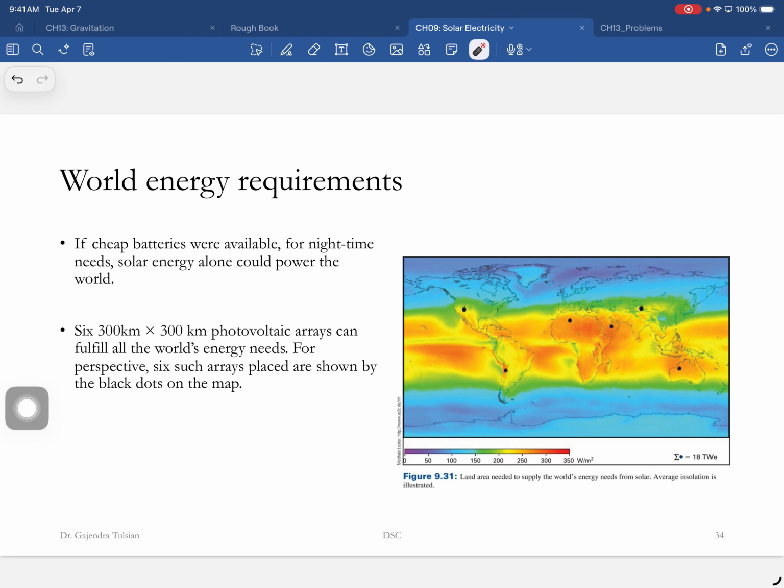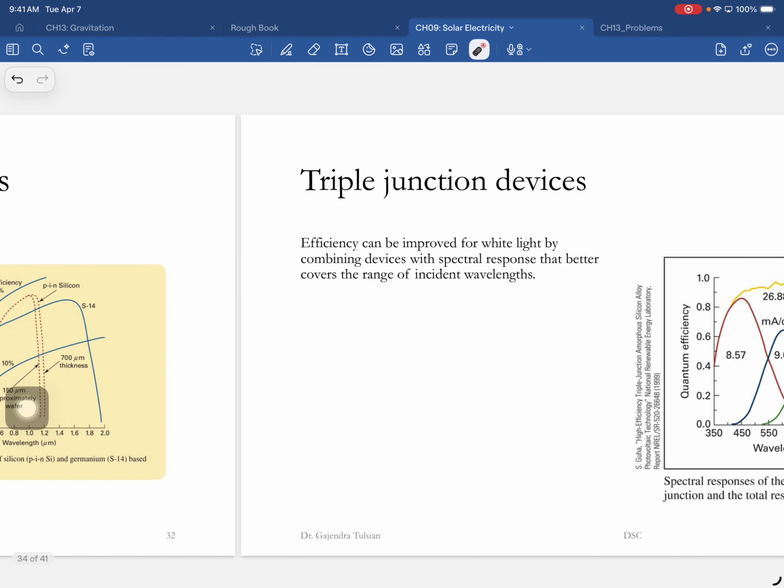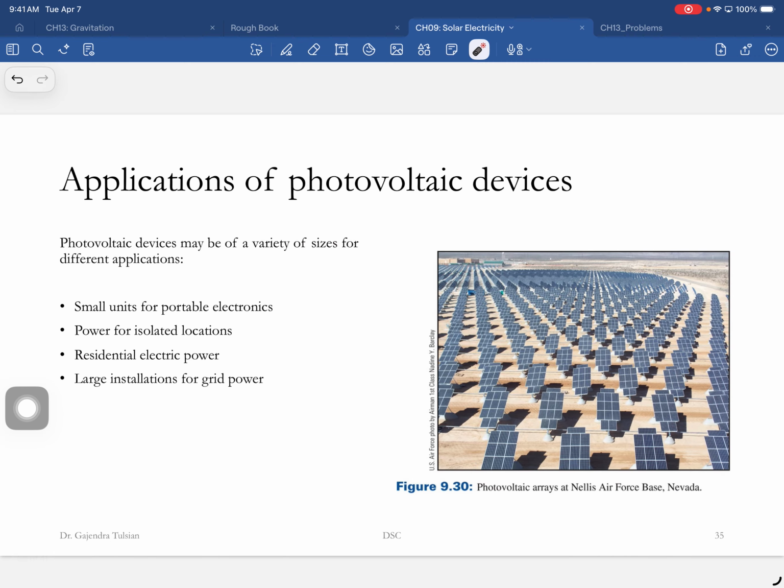Now, these photovoltaic cells. So these are photovoltaic cells. Sunlight falls on them, and they convert it directly to electricity.